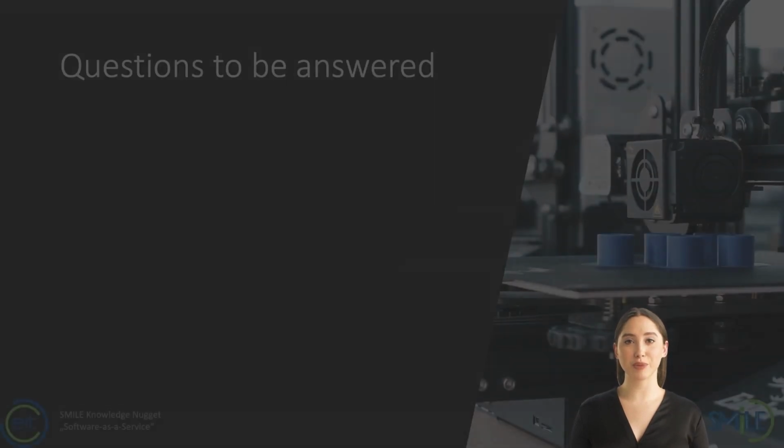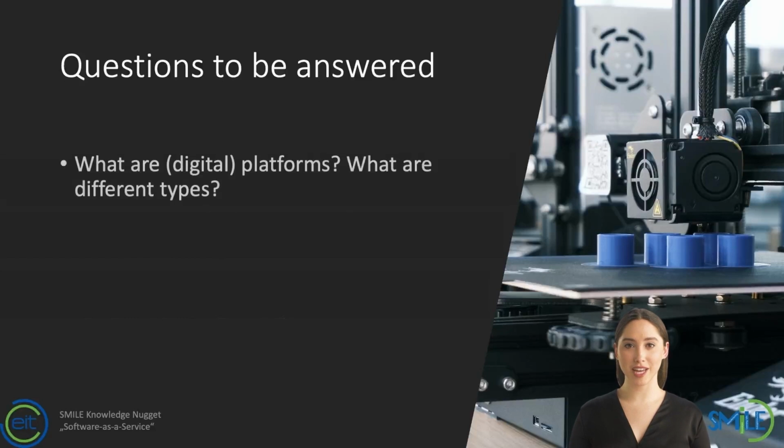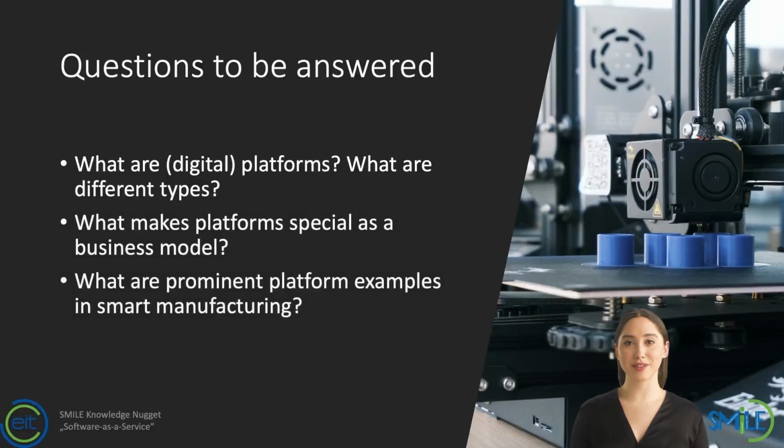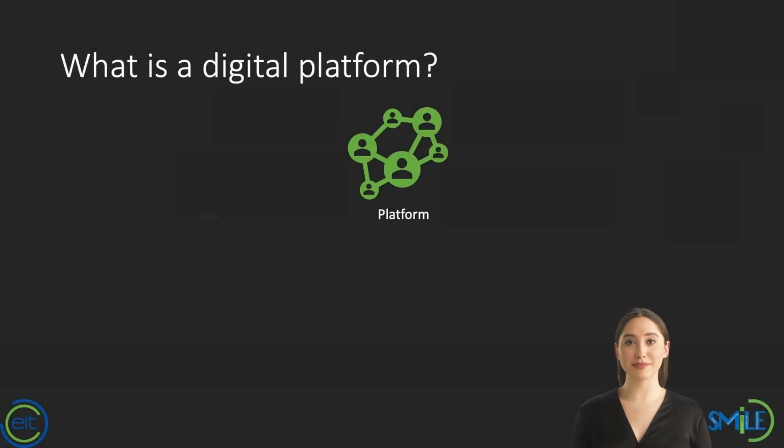In this session, we are going to explore the role of digital platforms in the context of smart manufacturing. We will address three main questions. First, what are digital platforms? Can we distinguish different types? Second, what makes platforms special as a business model? And third, what are prominent platform examples in the context of smart manufacturing? Let's go. What is a digital platform?